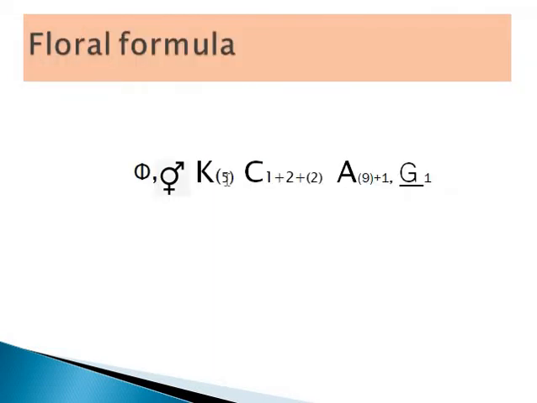If we observe the floral formula, the flower is zygomorphic, bisexual, and the calyx has five fused sepals. The corolla has five petals, in the pattern one plus two plus two. One is free, two are combined, and the other two are fused with one another. The androecium is 9 plus 1, meaning 9 are fused and 1 is free, as you have already seen. In the gynoecium, there is one pistil, and the ovary is superior.